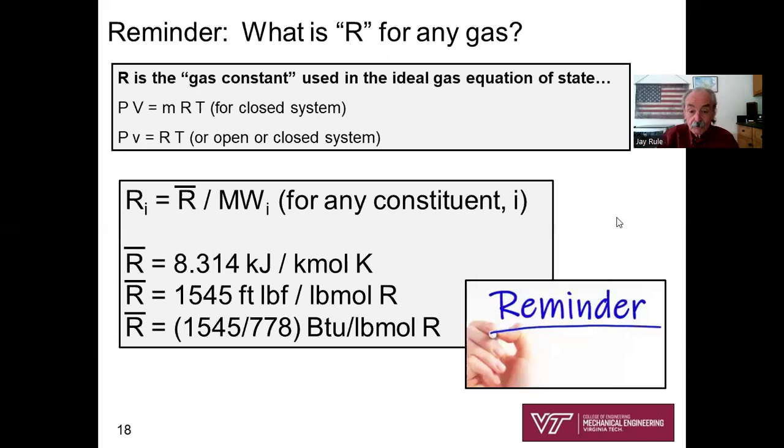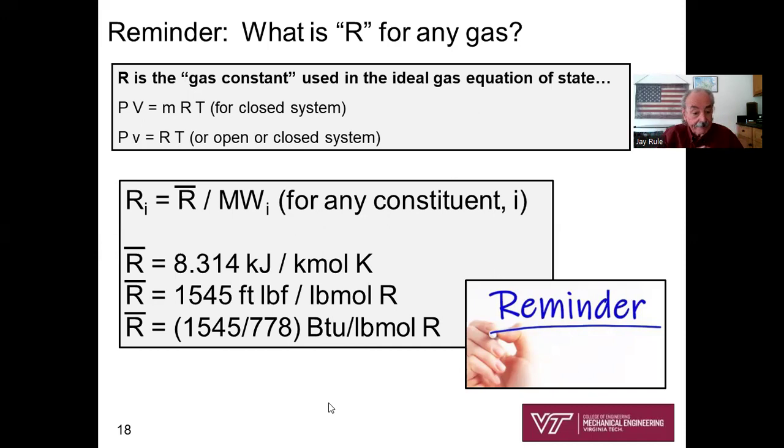Another little reminder, what's R for any ideal gas? If you're in a test situation and you're not given R for nitrogen, what do you do? I've got to remember that R is R bar over the molecular weight for any ideal gas. So for any constituent, nitrogen, oxygen, CO, CO2, R sub I is R bar over the molecular weight of I for the constituent. What's R bar?